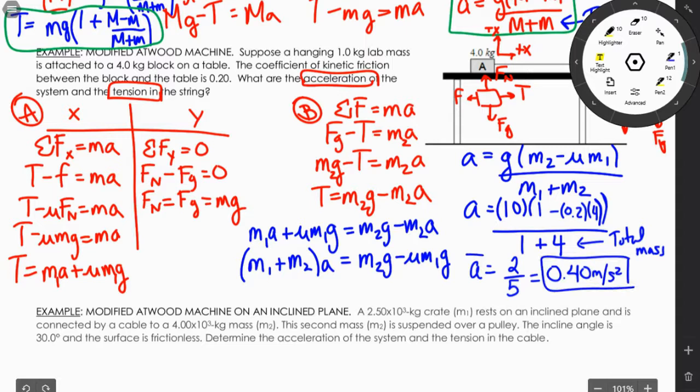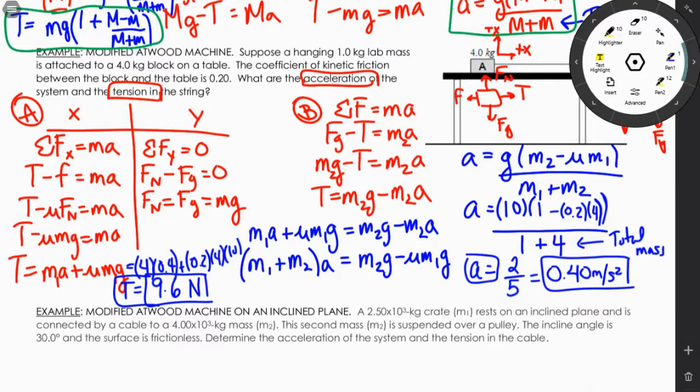Now, sometimes you may doubt yourself and say, how can a 1 kilogram object accelerate a 5 kilogram object? It's because it also has the weight. It has gravity acting on its side, where the 4 kilogram object doesn't. Okay. Now we're going to take that 0.40 and plug it into one of our tension equations. I'll plug it into the block 1 side. So it's going to be 4 times 0.4 plus 0.2 times 4 times 10, and that's going to be a tension of 9.6 newtons. Okay, that'll be our tension.